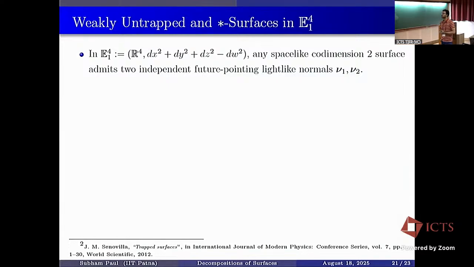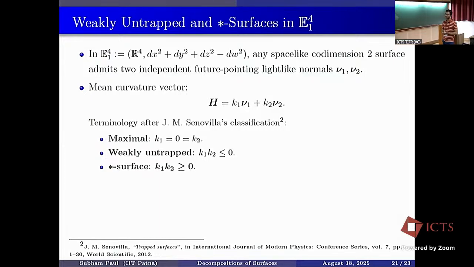Now we'll talk about some more observations on weakly untrapped and star surfaces in the four-dimensional Lorentz-Minkowski space. In E^4_1, any space-like 2-dimensional surface admits two independent future-pointing light-like normals, and this is the mean curvature vector. After Stenno-Wheeler's classification, we know that a space-like zero mean curvature surface in this space is called a maximal surface. It is weakly untrapped if K1 times K2 is non-positive, and it is a star surface if K1 times K2 is non-negative.